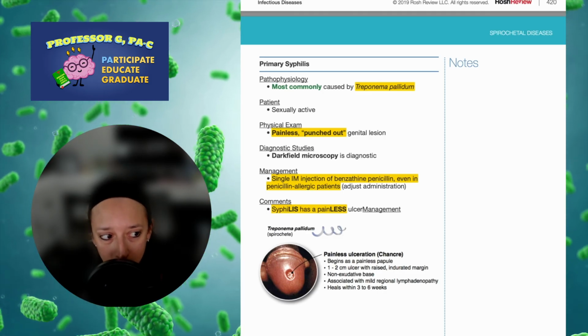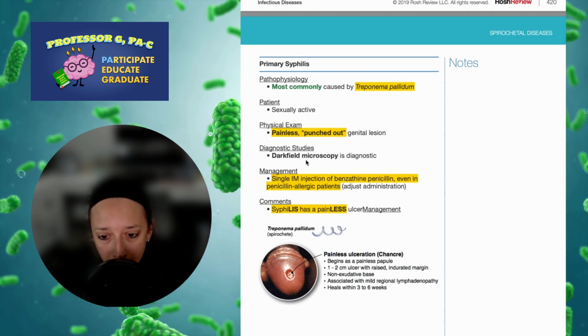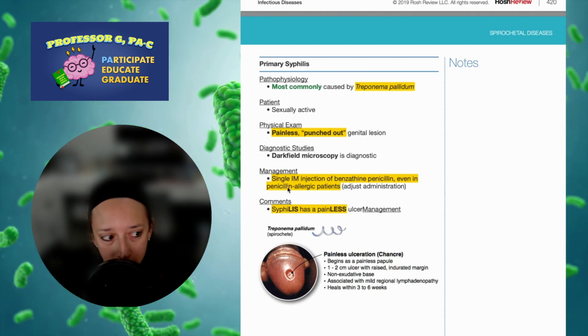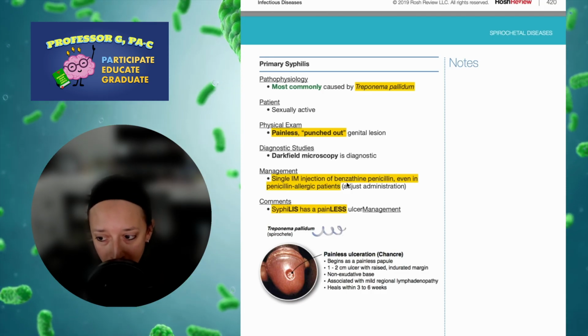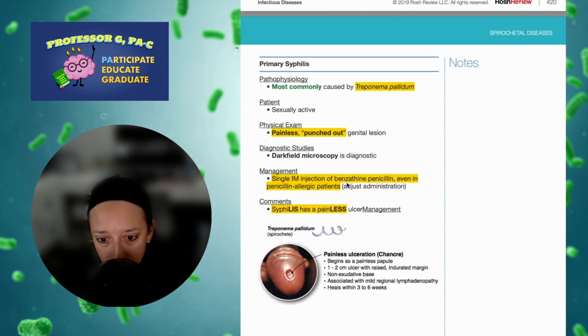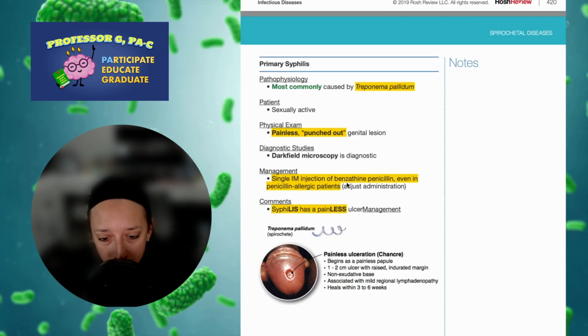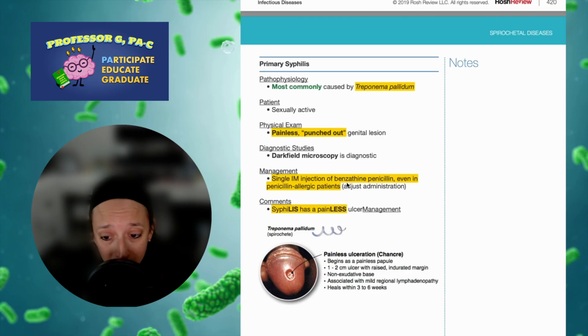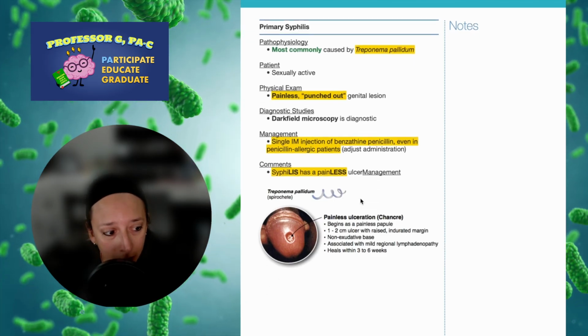Diagnosis, we can do a dark field microscopy. That's diagnostic for the lesion. And treatment is really a single dose of the IM benzathine penicillin, or Pen-G. And even in penicillin allergic patients, after desensitization, this is still the best treatment. So appropriate tip here is syphilis is a painless ulcer. That's your buzzword.